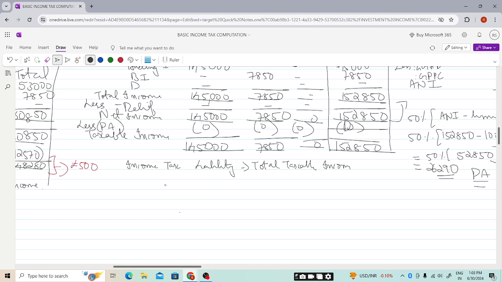So now non-saving income is 145,500. So the first 37,700 will be taxed at 20%, that is 7,540, and the higher rate limit, as it is exceeding 125,140, that will be taxed at 40%. So what is the difference?